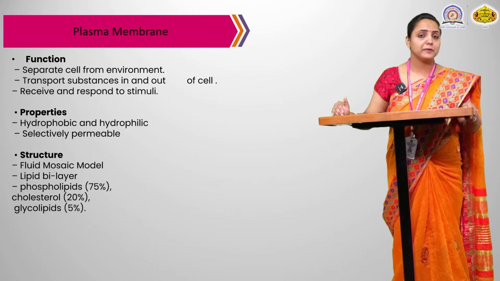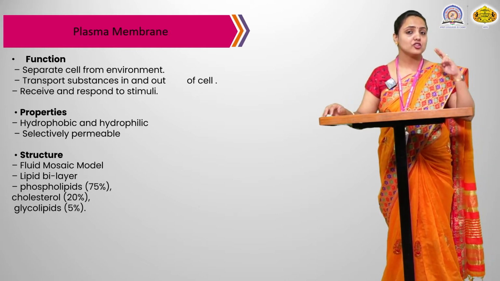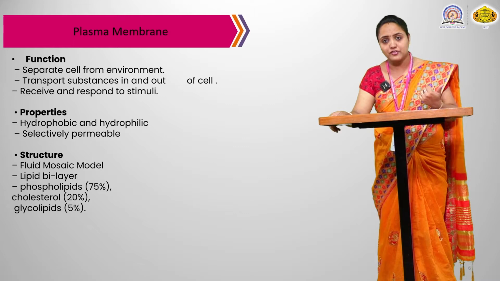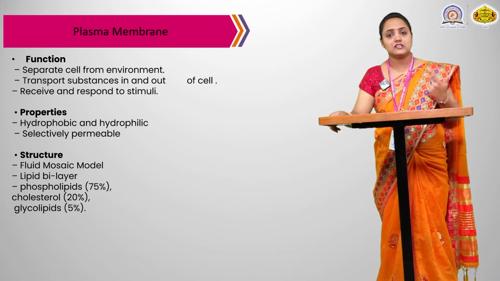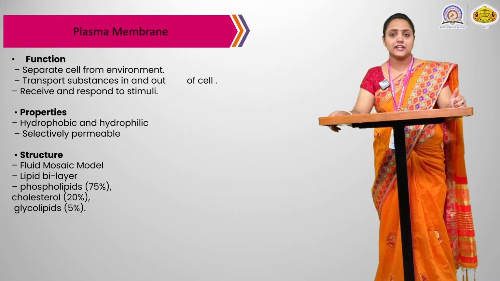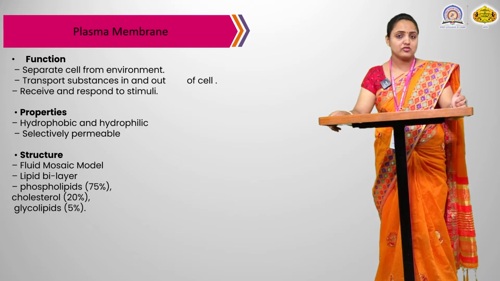So, here the hydrophilic heads and hydrophobic tails are present, layered together, which is also called the phospholipid bilayer. Bilayer means they have two layers: one which is hydrophilic, that is water loving, and one which is hydrophobic, which is water hating. It is also selectively permeable.